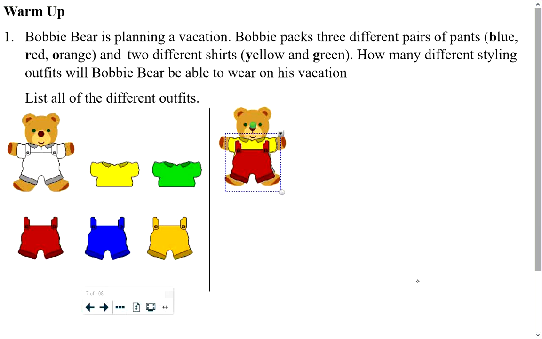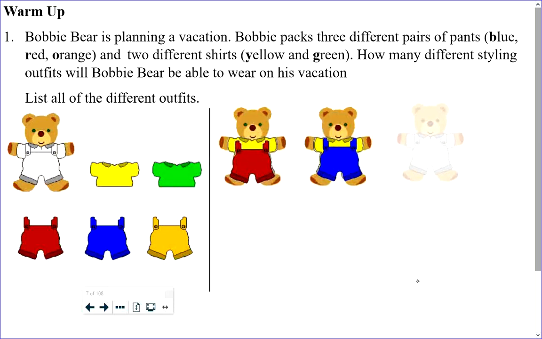Bobbie Bear gets up the next morning and he says, you know, I really like that yellow shirt, but I want a different outfit, so I'm going to put on the blue pair of pants. I think you see where this is going. He gets up the next morning, he looks at the yellow shirt. He's got pizza sauce all over it. Even though it's got pizza sauce, he still wants to wear it. So there's 3 different outfits he can wear with the yellow shirt.